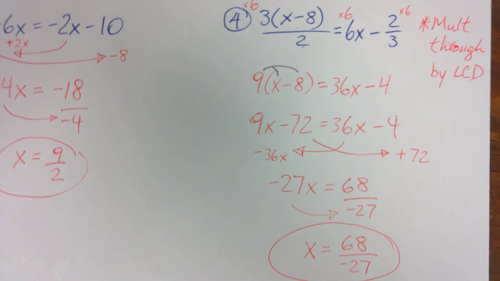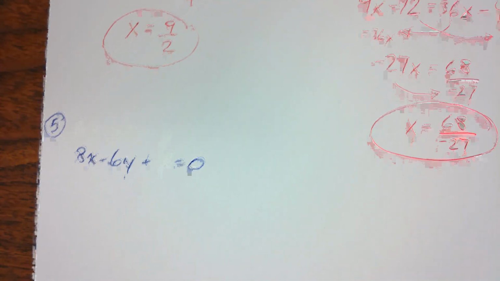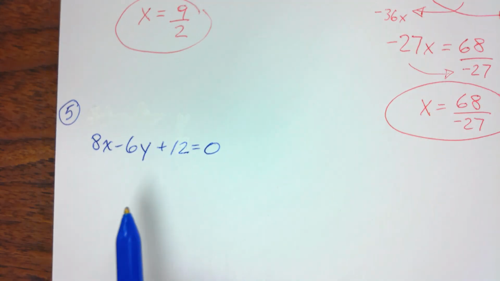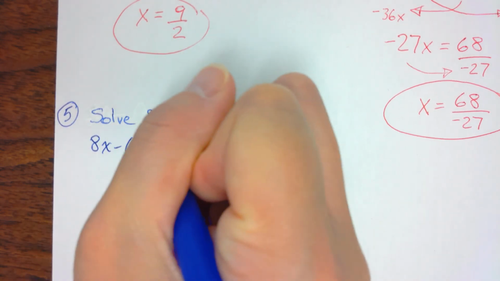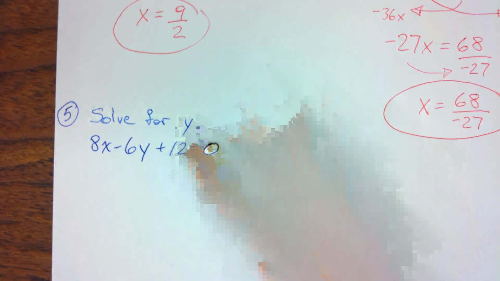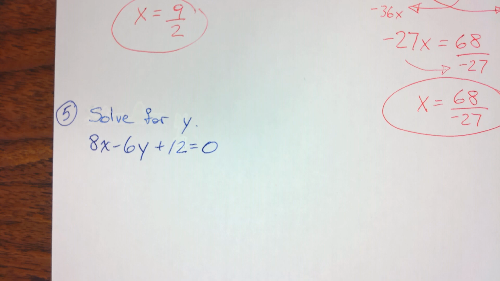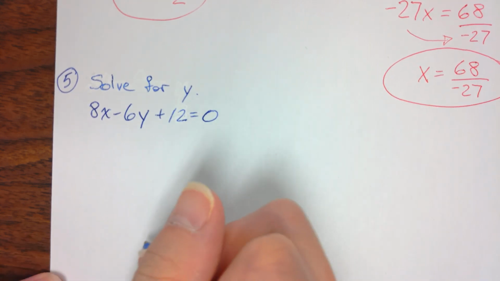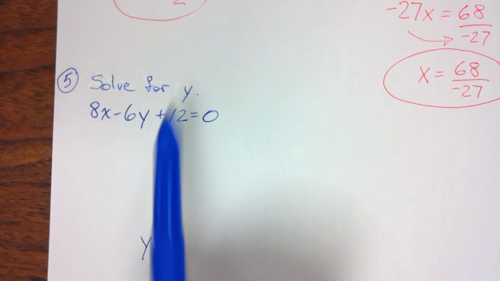Okay. And then the last question. Let's take up this last one. Okay. So the question was solve for y. What does that mean? What does solve for y mean? Isolate y. So put only y equal. So at the end, my final answer should be just y equals something. Okay, that's what I want.